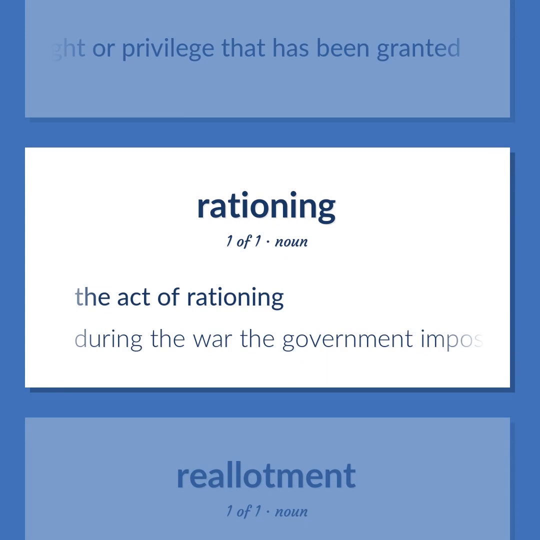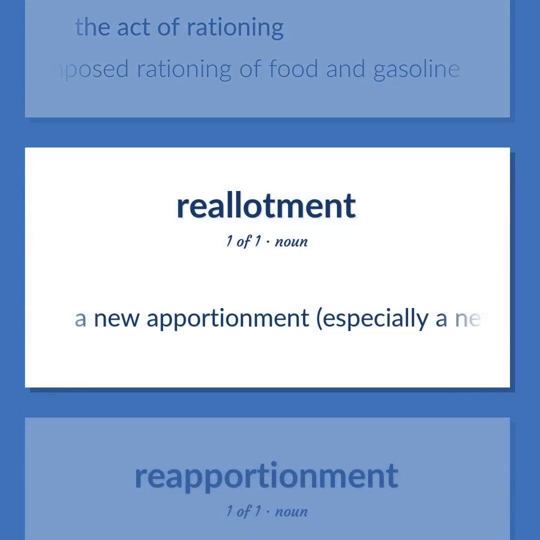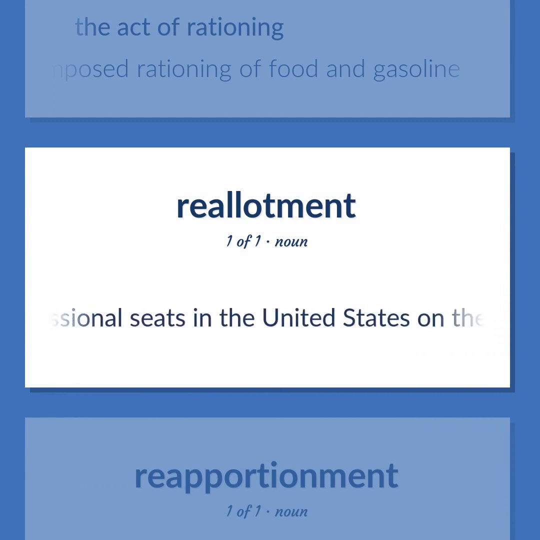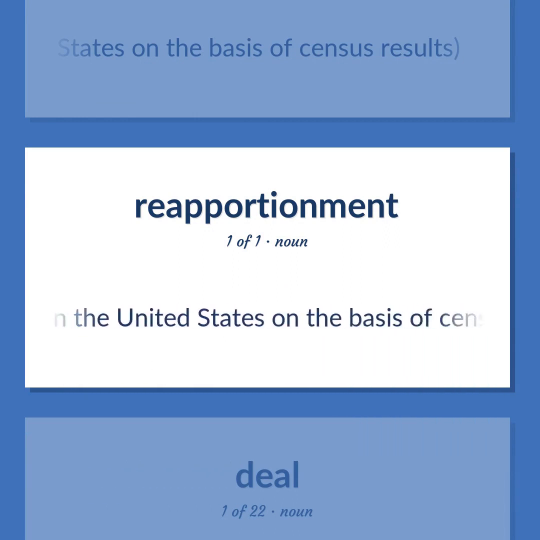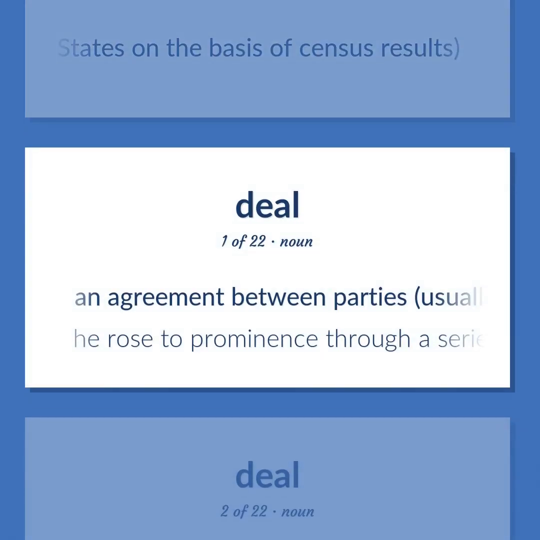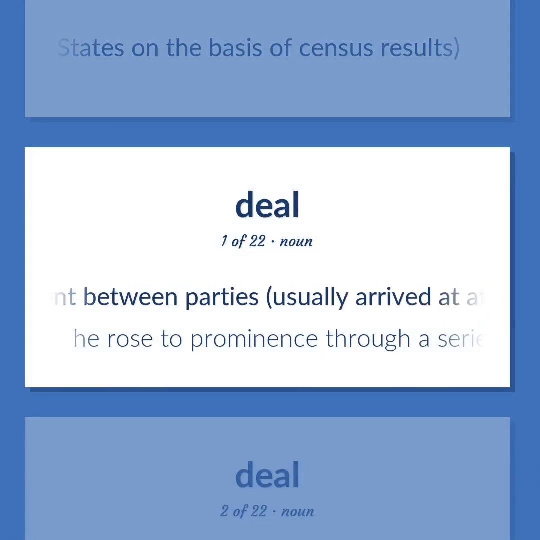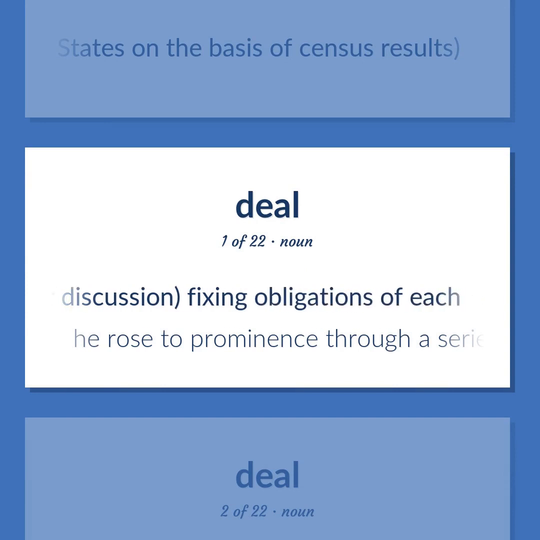The act of rationing. During the war, the government imposed rationing of food and gasoline. A new apportionment, especially a new apportionment of congressional seats in the United States on the basis of census results. An agreement between parties, usually arrived at after discussion, fixing obligations of each. He rose to prominence through a series of shady deals.